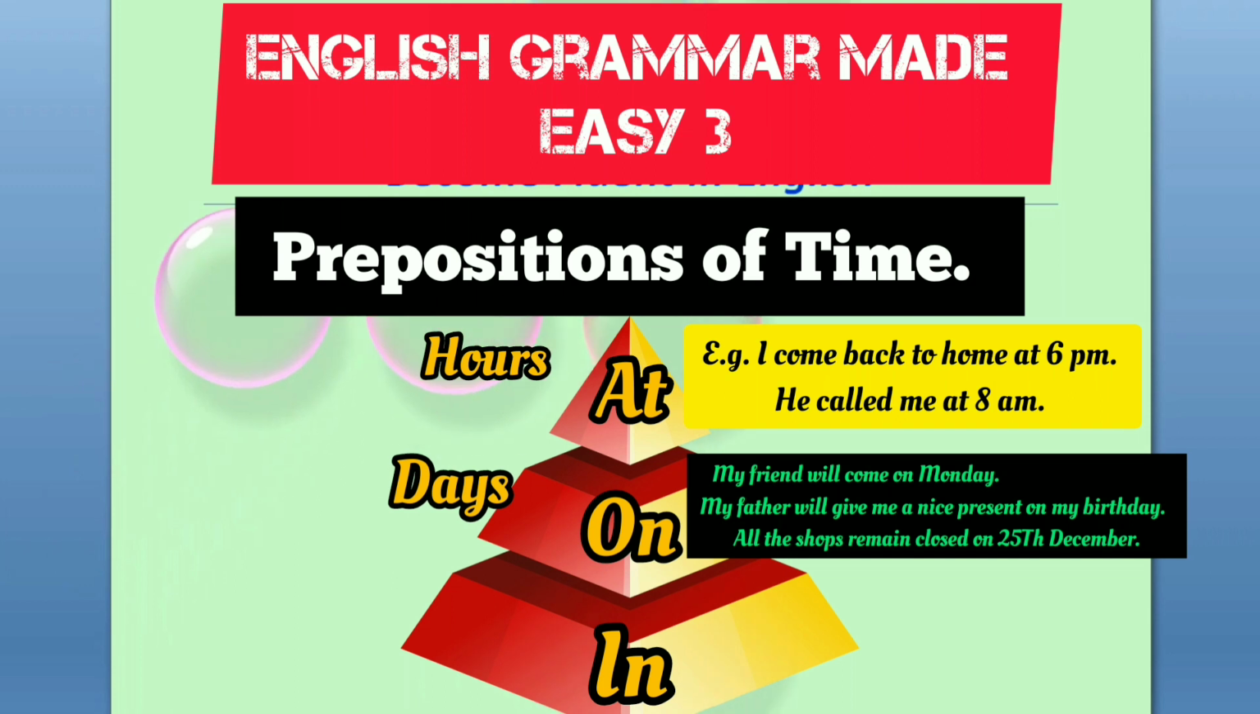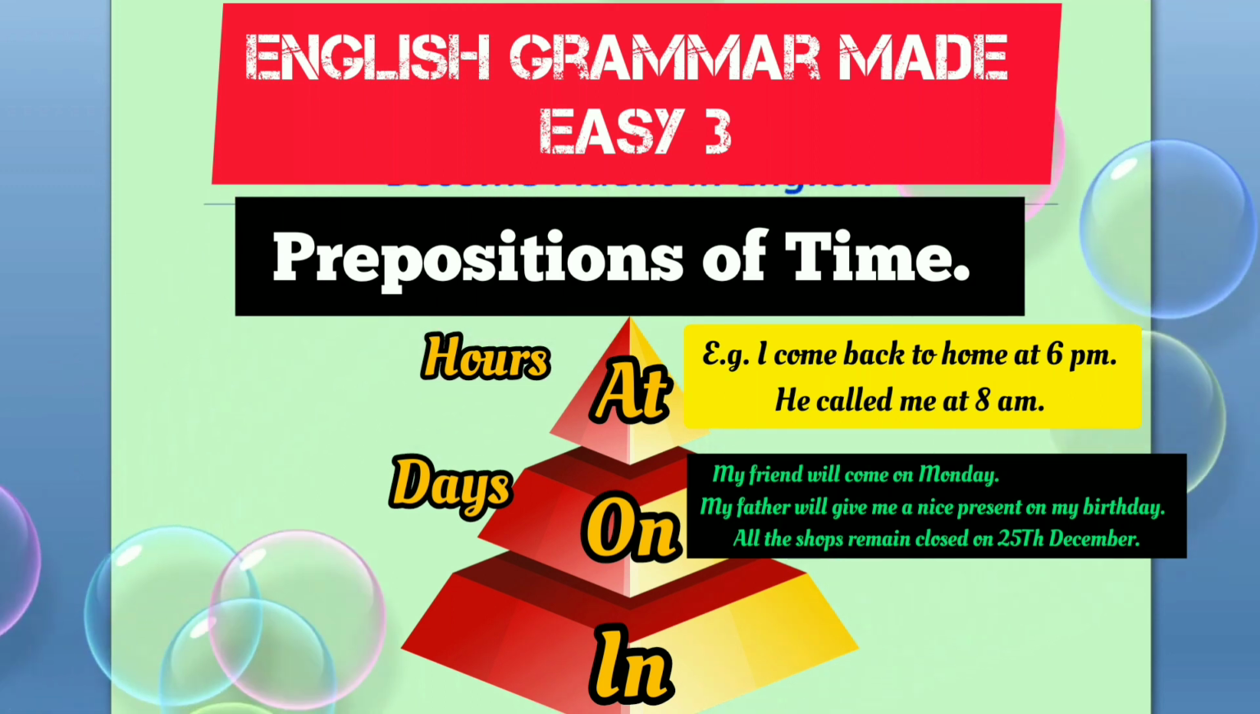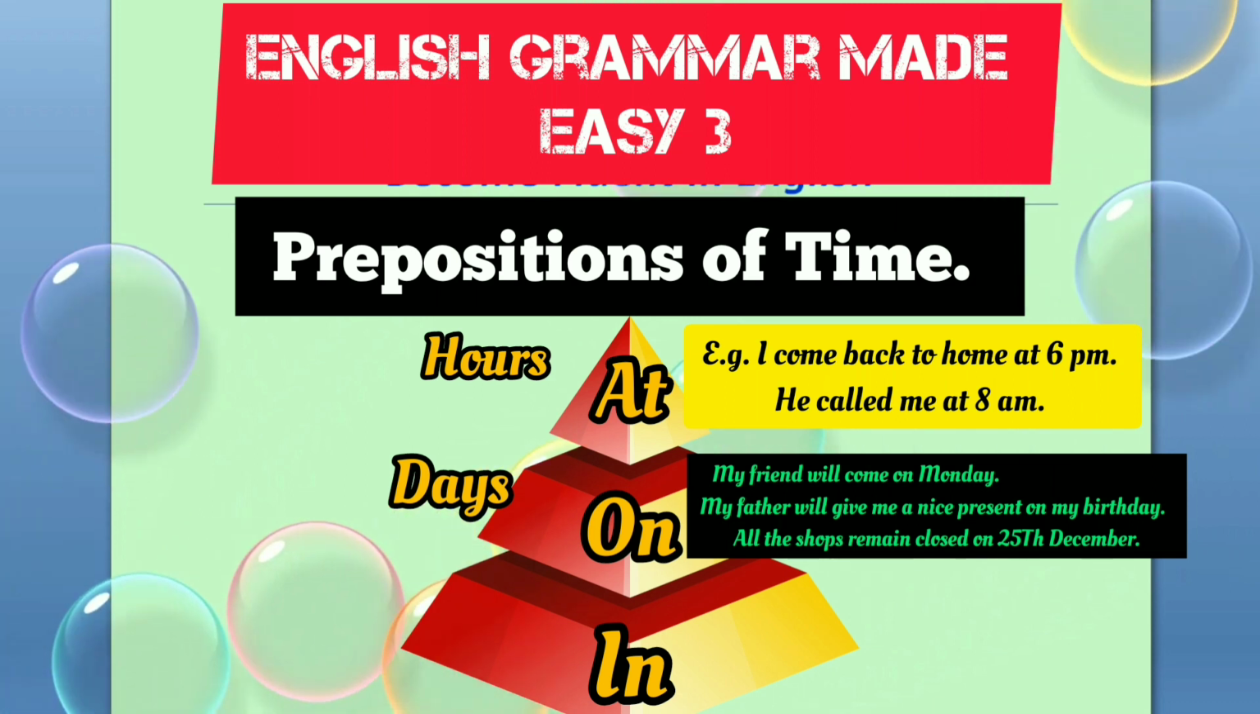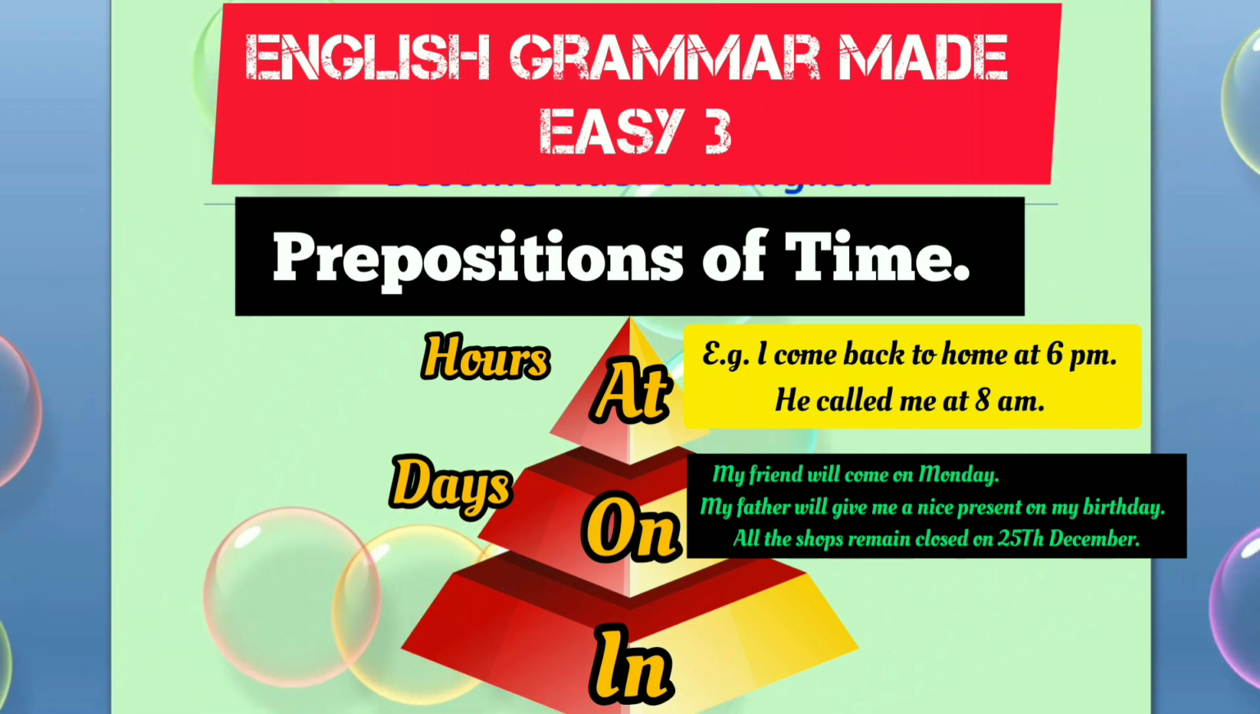And when you're talking about a particular date, that time also we have to use on. As you see the third example on your screen, all the shops remain closed on 25th December. So 25th December is a date. That's why I have to use on before it. So I hope it's crystal clear.